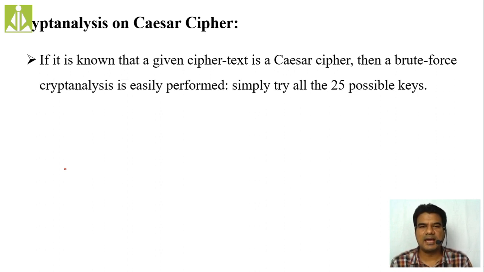If we apply all the 25 possible keys, we look for some meaningful message by applying every key. Once we get the meaningful message, we conclude that as the valid key and that as the valid message. So it is very easy to perform the cryptanalysis on Caesar cipher.